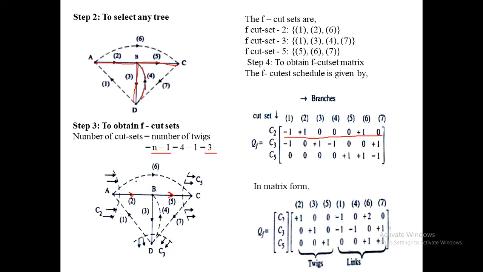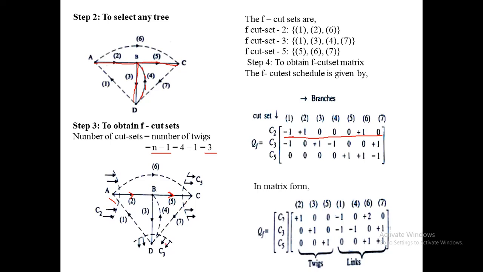Next consider this 6. The direction and the cut set direction are both the same, so we can put +1 for 6. Next, here in this one, the direction is opposite to the cut set direction. This is in this direction, and the cut set direction is the opposite direction, so we can put -1. Both the directions are opposite. No other remaining branches are cut here, so for those we can put 0.